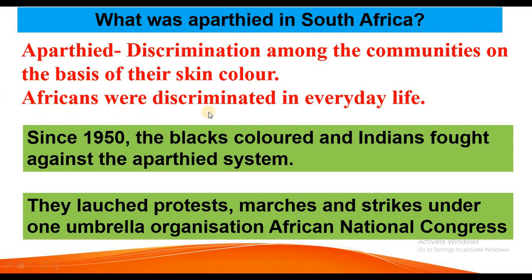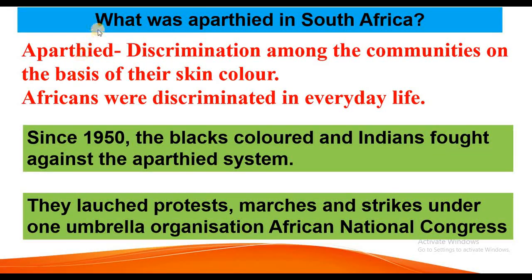Africans were discriminated in many ways in everyday life. What type of discrimination? Africans were not allowed in the whites' areas until and unless they were called, and generally the Africans were called for cleaning and other activities. Africans were not allowed to live in the whites' areas, the public parks, the public toilets, the cinema halls. These all were reserved for the whites. Blacks were not allowed to go there.